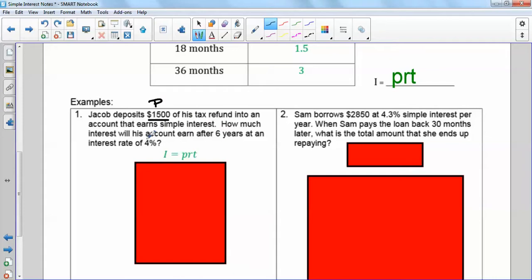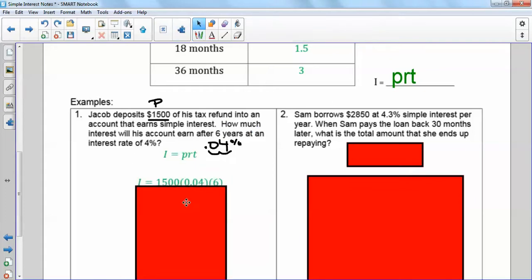R is the rate, which is 4%, but 4% as a decimal, right? We need to move the decimal place 2 places. So you move it 1, 2, it's going to be 0.04. And then 6 years, it's already in years, so we don't have to worry about that. So here's what it would look like filled in.